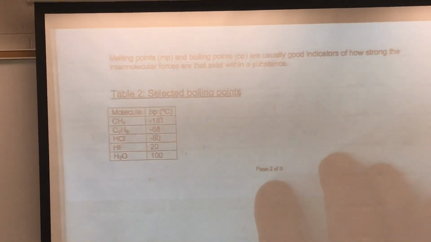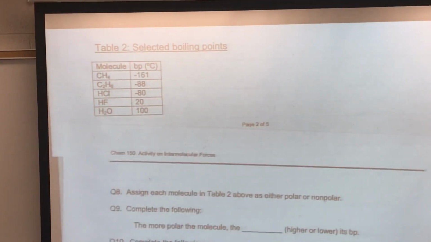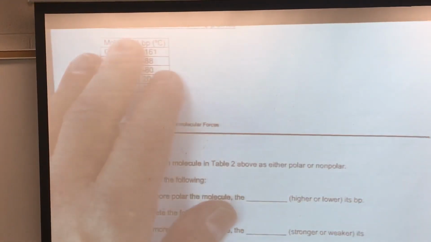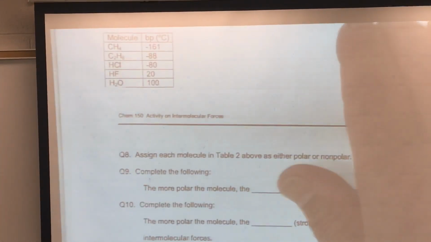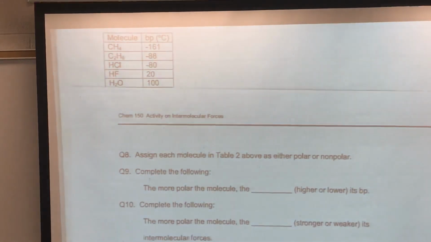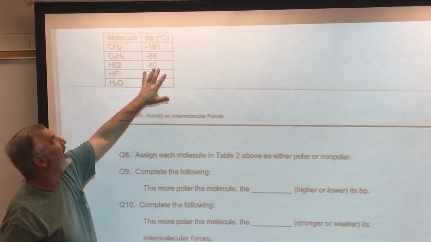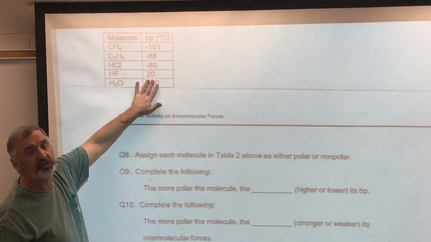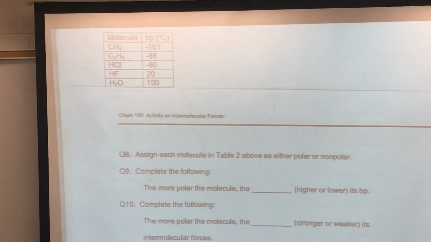All right. Now we're going to go on to the next question dealing with these. Okay, so there's that graph. Whenever we see a chart with boiling points, a higher boiling point always means stronger attractive forces. Now, all of these are kind of following a trend.